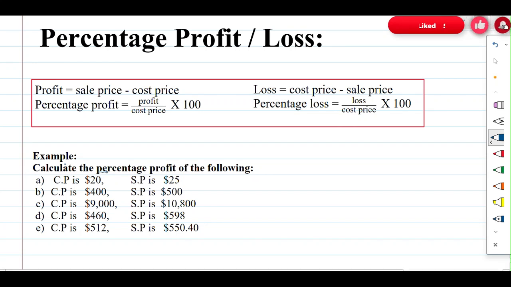Calculate the percentage profit of the following. So percentage profit, this formula, profit over the cost price times 100. Okay. Now for part A, CP stands for the cost price and SP stands for the sale price, right? So CP, this is cost price basically. We use this abbreviation CP for cost price and SP for the sale price.